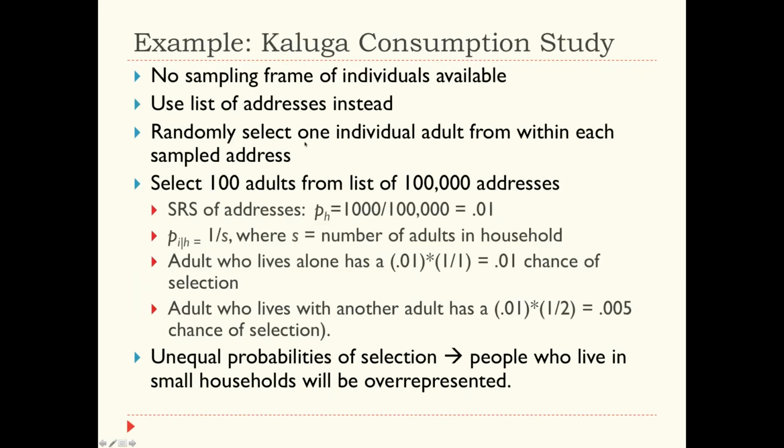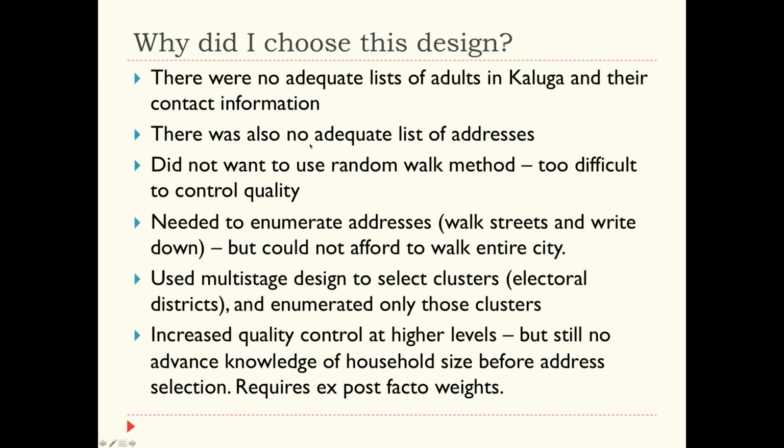So why did I decide to sample addresses rather than individuals, knowing that this was the case? It's because I didn't have an adequate list of individuals. And I just want to say a few things about quality control issues that come in, and they're very common if you're ever dealing with this. It's not just the case in Eurasia, by the way.